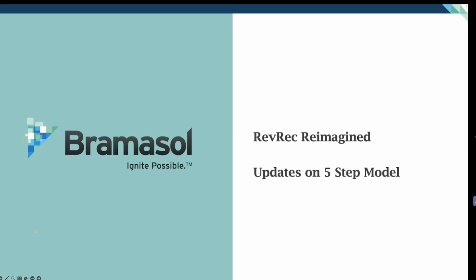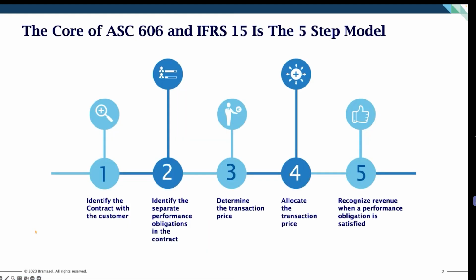Let's take a moment to remind everybody what the five-step model is, because it's the core of ASC 606 and IFRS 15. Number one is identifying the contract with the customer. That's crucial to understanding who exactly you are dealing with and what that end contract is. You then want to take step two, which is identifying the separate performance obligations. What is it exactly you're selling to the customer and what value are they getting?